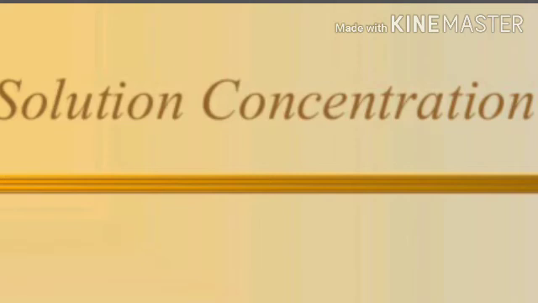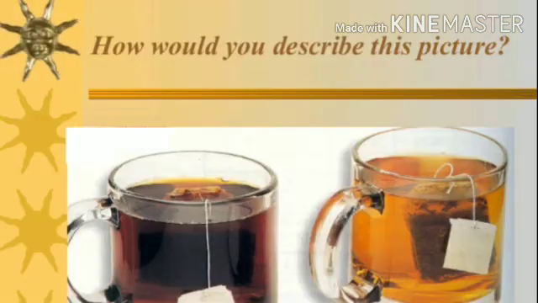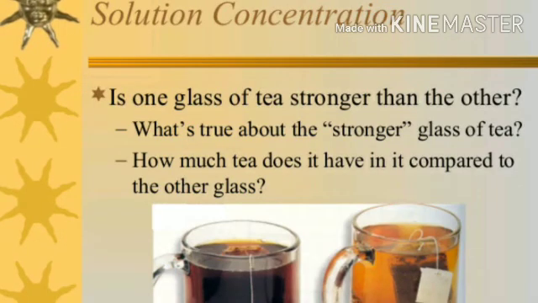Let's see what the concentration of a solution is. If we see these two pictures of two glasses of tea, one is lighter and another one is stronger. How can we say which one is stronger and which one is lighter? How much tea does the first glass have as compared to the other glass? What makes them stronger and lighter? How can we classify the solution? So we can classify the solution as stronger or lighter by their concentration.